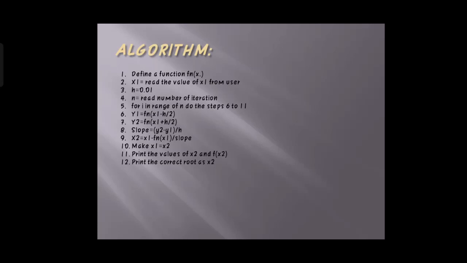So x2 is given by x1 minus function of x1 divided by slope. Then we make x1 equal to x2. After doing this, we print the value of x2 corresponding to the function f(x2). Now at the last, when the for loop has been executed, we print the correct root as x2.